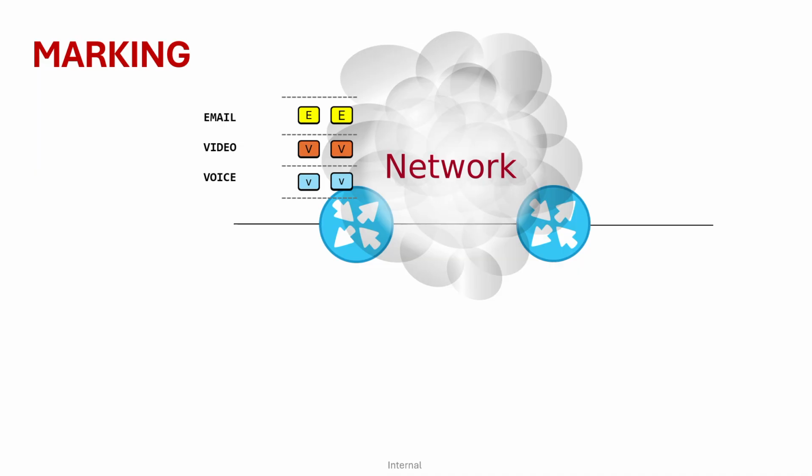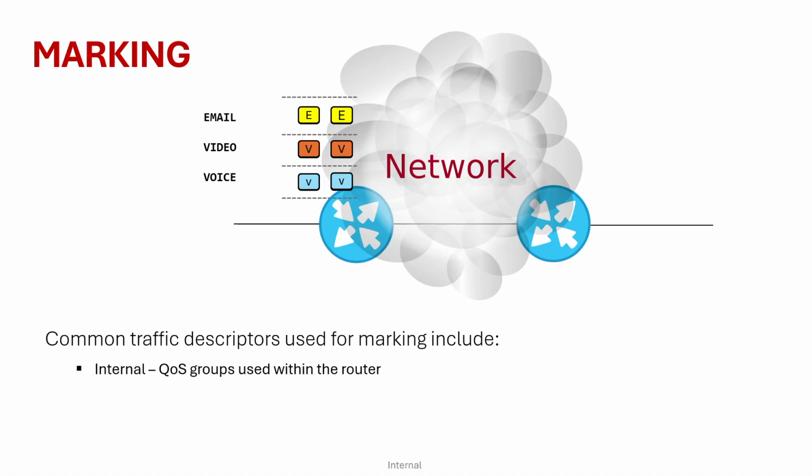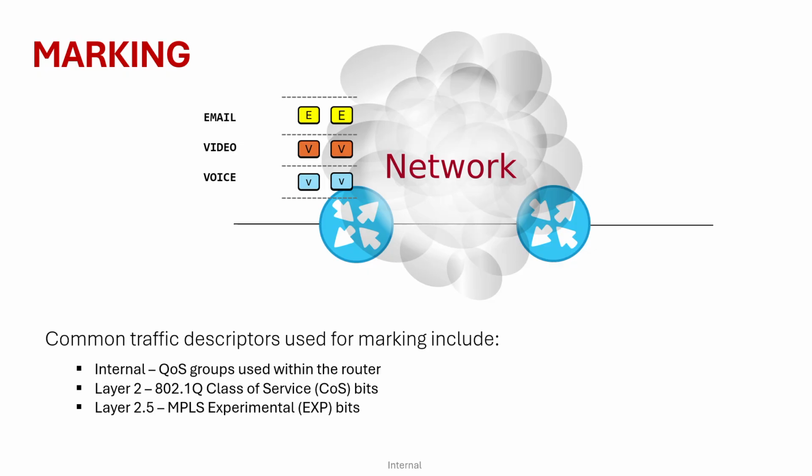So the next question is, where exactly are these markings placed within a packet? Network devices use several fields within packet or frame headers to mark traffic. Some of the common descriptors used for marking include, for internal marking, QoS groups used within the router. At layer 2, you can use 802.1Q class of service bits. At layer 2.5, MPLS EXP bits. And at layer 3, DSCP and IP precedence. In most enterprise networks, the most commonly used marking fields are layer 2 and layer 3.